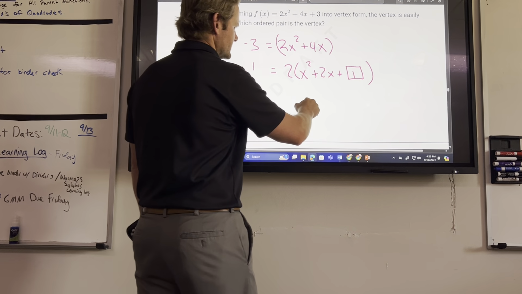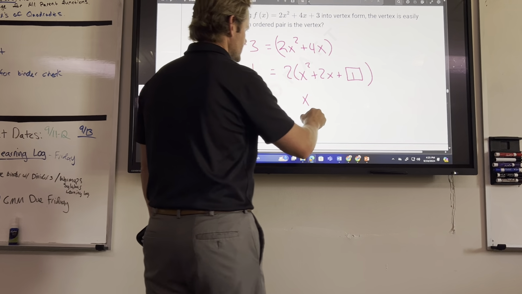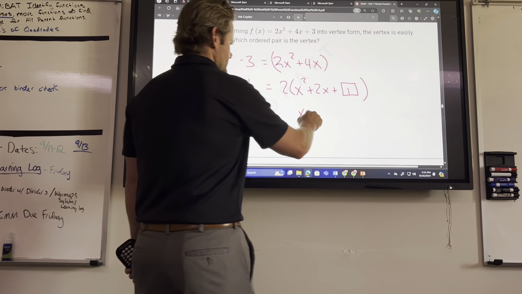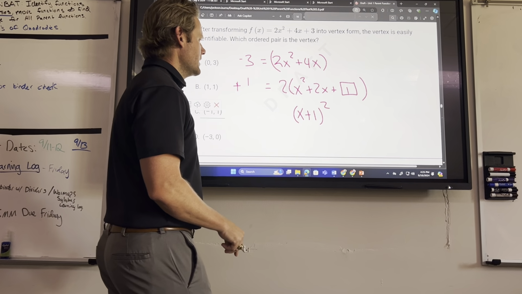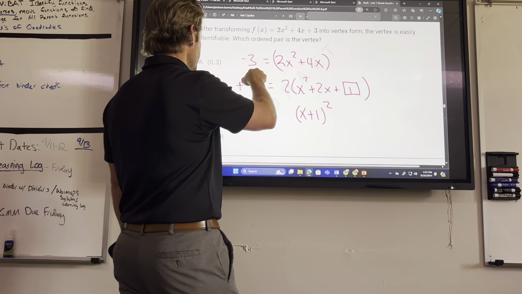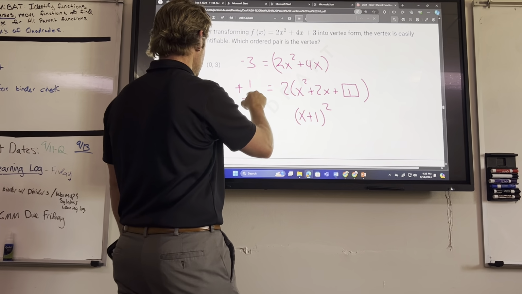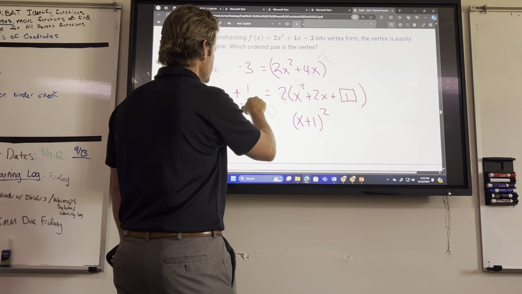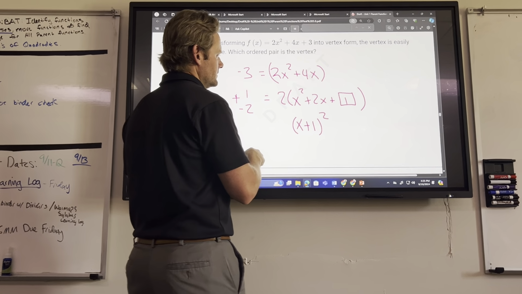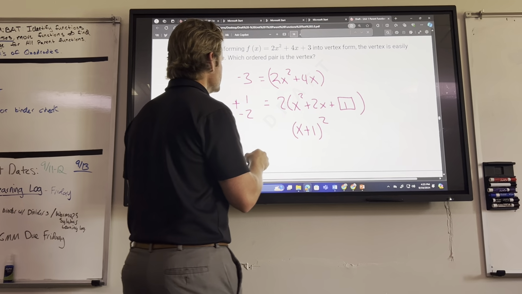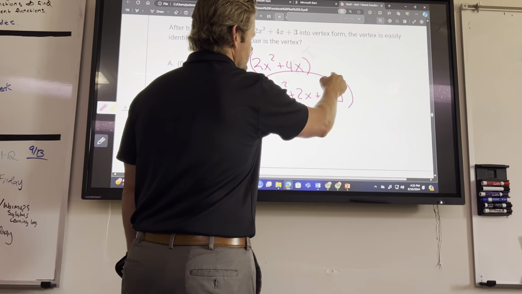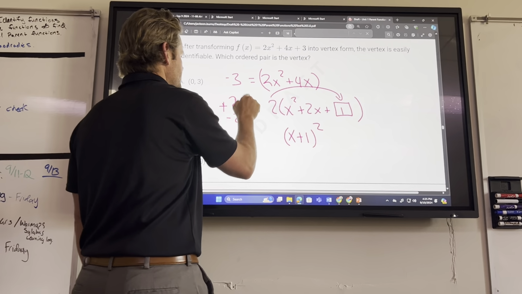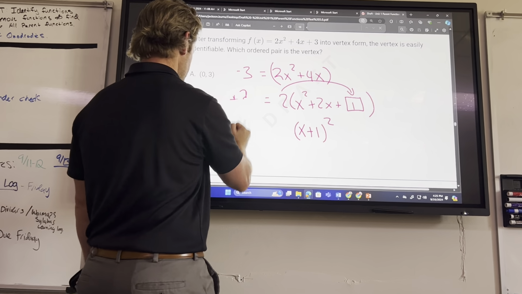So my vertex form over here is going to be x plus 1 squared, right? Over here, -3 plus 1 is -2. And I needed to multiply that by 2 because this one's in the box multiplied by 2. So this is actually a plus 2, right?